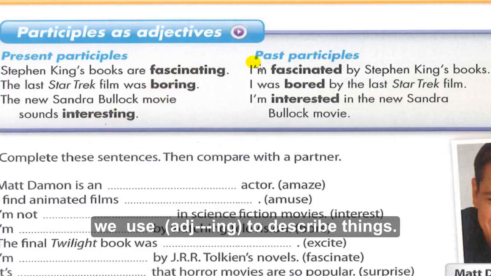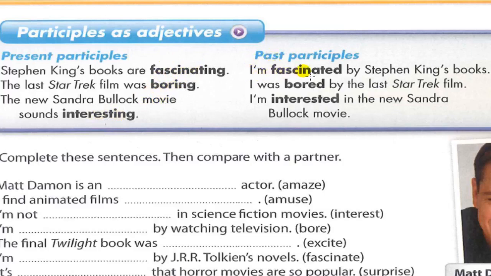Past participle. I am fascinated by Stephen King's books. Fascinated, ed. Past participle. We use the past participle as an adjective. Most of the time, you will have ed: fascinated, bored, interested. I was bored by the last Star Trek film. I am interested in the new Sandra Bullock movie.